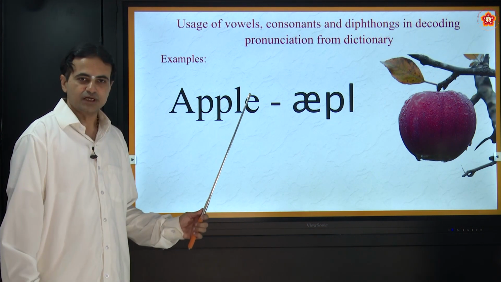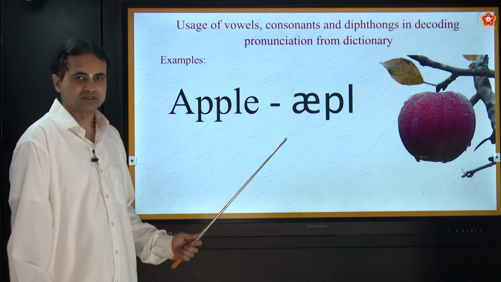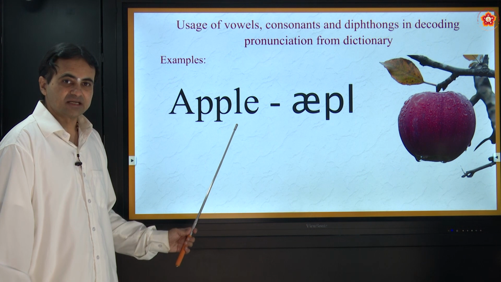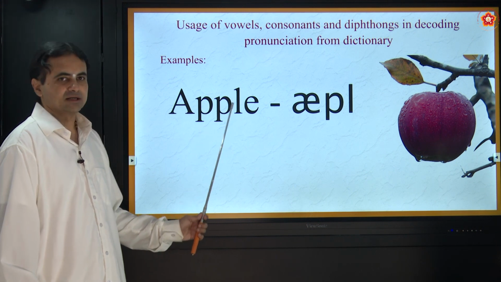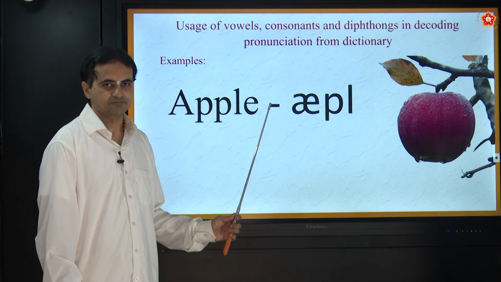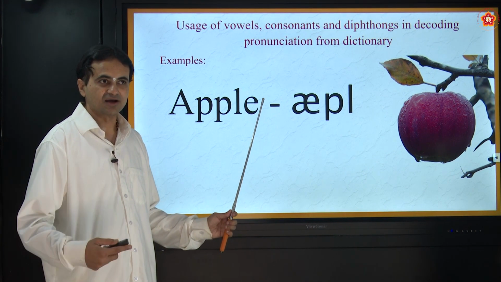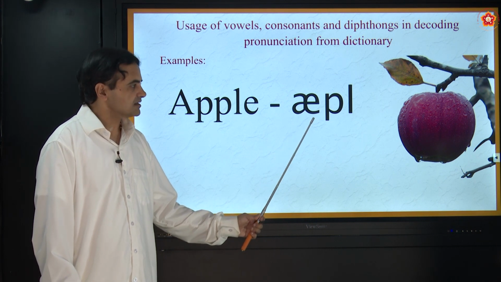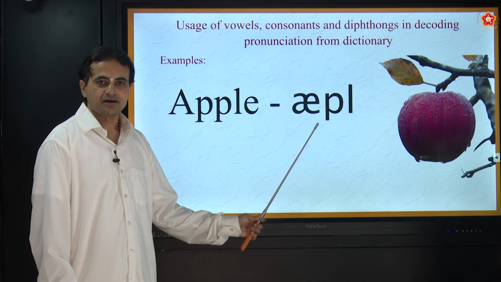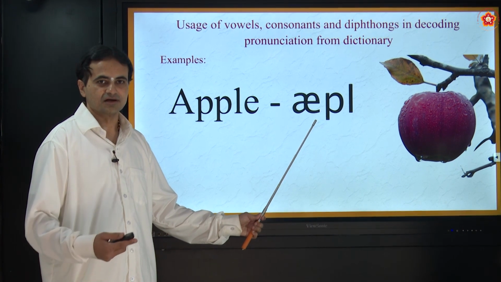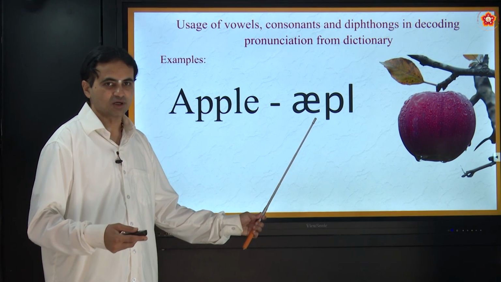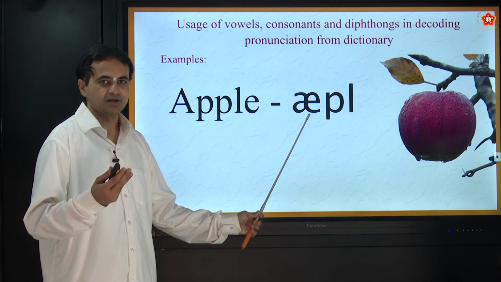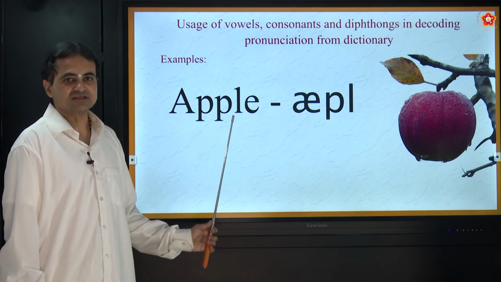So, simple words, like for example, apple, we see. This is the alphabetic spelling of apple, but what is the phonetic spelling of apple? The sounds, the spelling of sounds. And the interesting thing is, this spelling is easier for us to decode and to learn, because this is exactly the way we utter the word. Whereas here, a lot of differences we see.